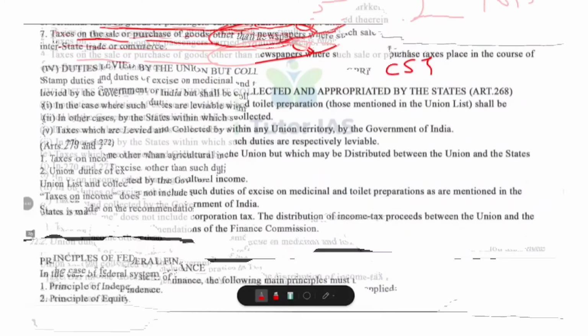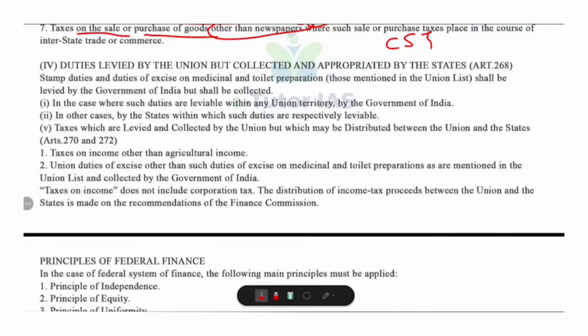Next, duties levied by the Union but collected and appropriated by the state according to Article 268. So these are duties that the Centre levies, because it is in the Union list, but the state collects and keeps the revenue. Two items come under this Article 268. What are they? Stamp duties and duties of excise on medicinal and toilet preparations.